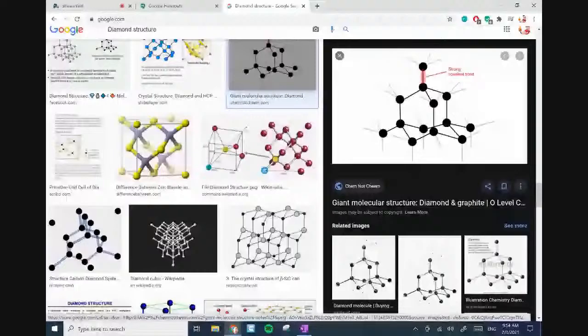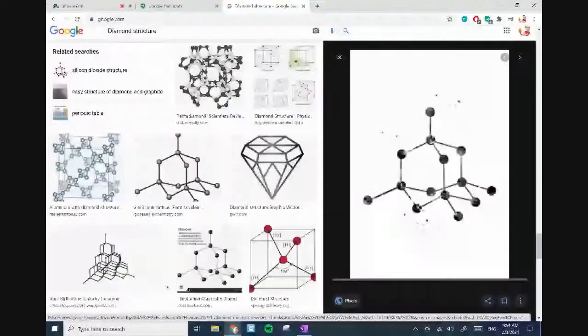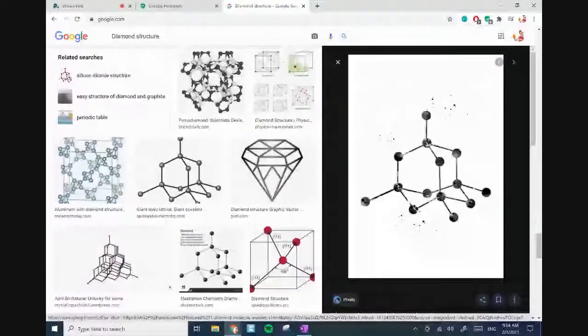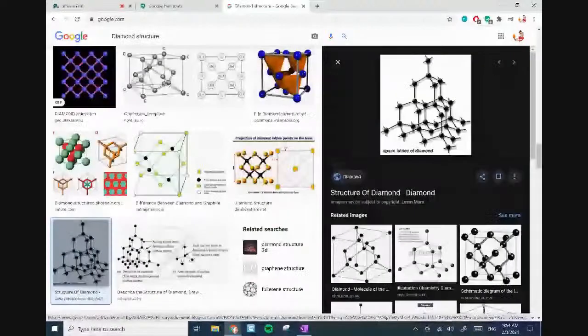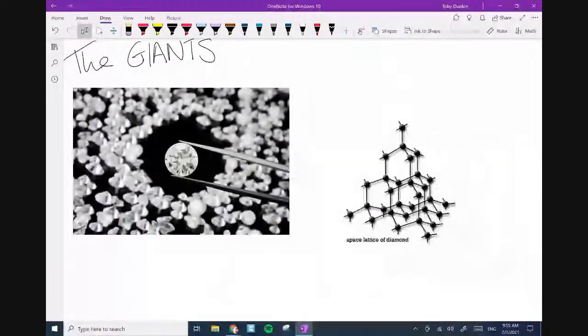So I'll take the picture I like, although I don't quite understand what the little bits are that are there. I'll go for this guy. Maybe that looks pretty good. Now, guys, you can attempt to draw it if you like. It might be better just to print a picture off of diamond structures. Diamond structure. So it is a giant.